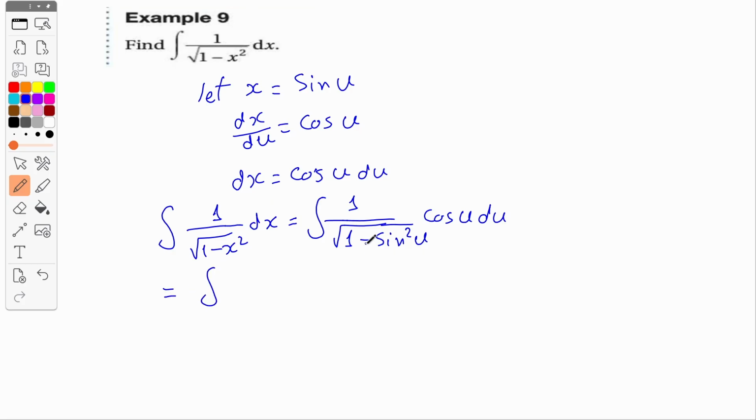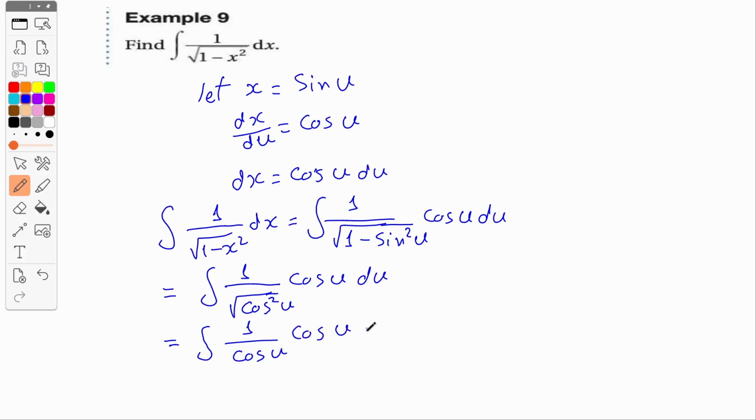Next step, you know what 1 minus sine squared is, from the rule sine squared plus cosine squared equals 1. So 1 minus sine squared will be cosine squared u. So it will be 1 over the square root of cosine squared u, then cosine u du. You know that the power of 2 and the square root cancel each other. So that will be 1 over cosine u multiplied by cosine u du.